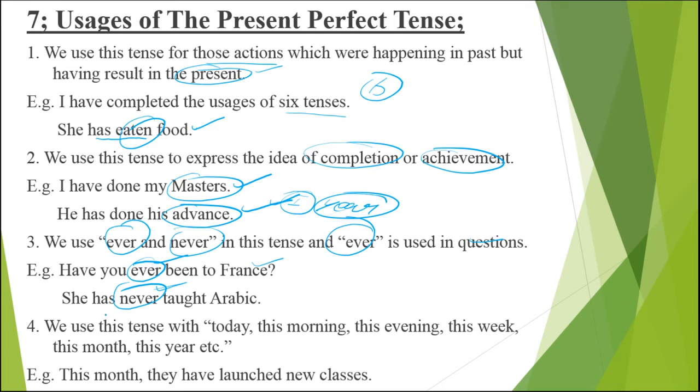Usage number 4, we use this tense with today, this morning, this evening, this week, this month, this year, etc. For example, I say this month they have launched new classes. This year we have suffered a lot because of COVID-19. Today we have visited our new branch. This is what today, this morning, this evening, you'll be using these with this tense.